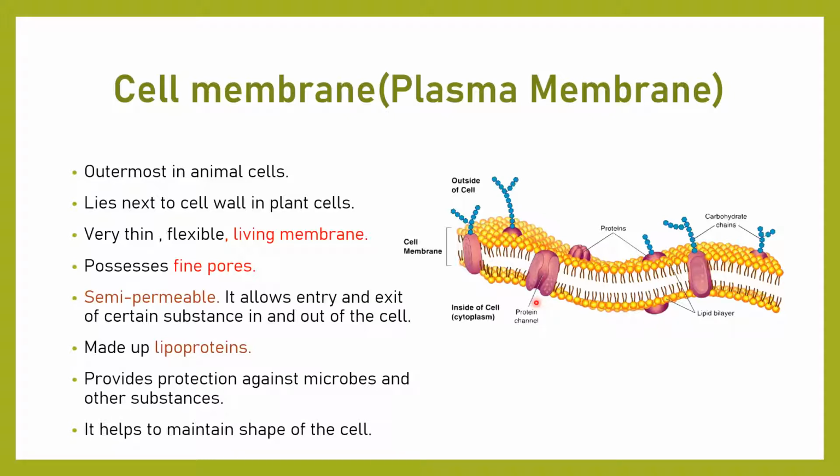One more thing I want to tell you, it gets modified to perform different functions. An example is microvilli in the intestine of human beings for absorption. Its semi-permeability enables the cell to maintain the homeostasis condition. That means the condition inside the cell should be favorable. It should change according to the environment outside the cell.